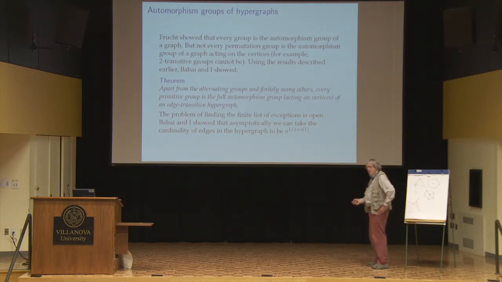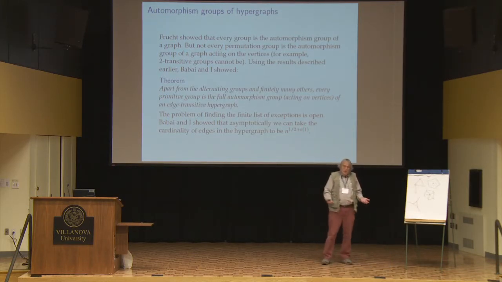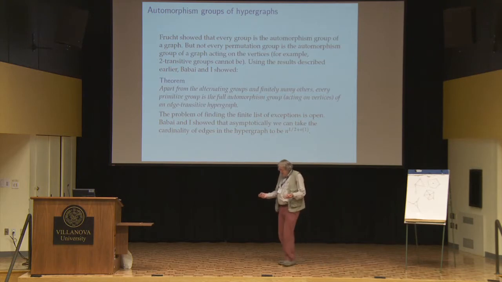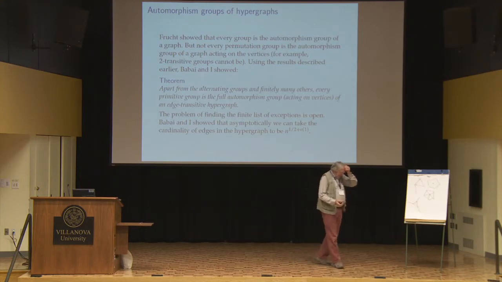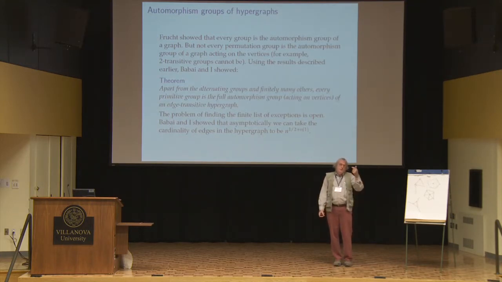And it follows from that other little bit, the reason why the paper hung fire for so long, that you can take the size of the edges in the hypergraph to be n to the 1/2 plus O(1), because you can find a set of that size with only the identity stabilizing it. I was going to show you why that's essentially best possible. Take the alternating group, not in its usual action, but in its action on the set of two element subsets of the set that you began with.